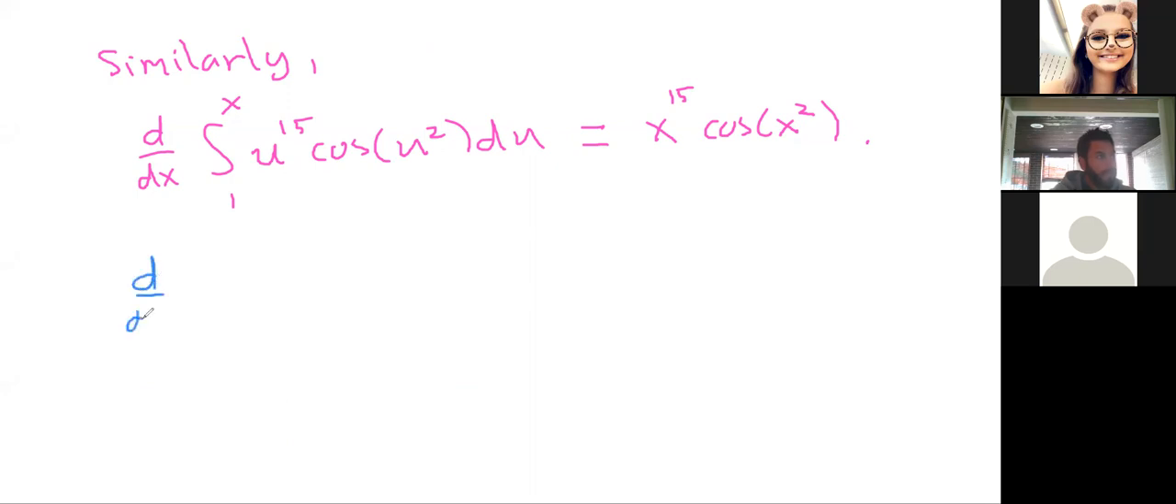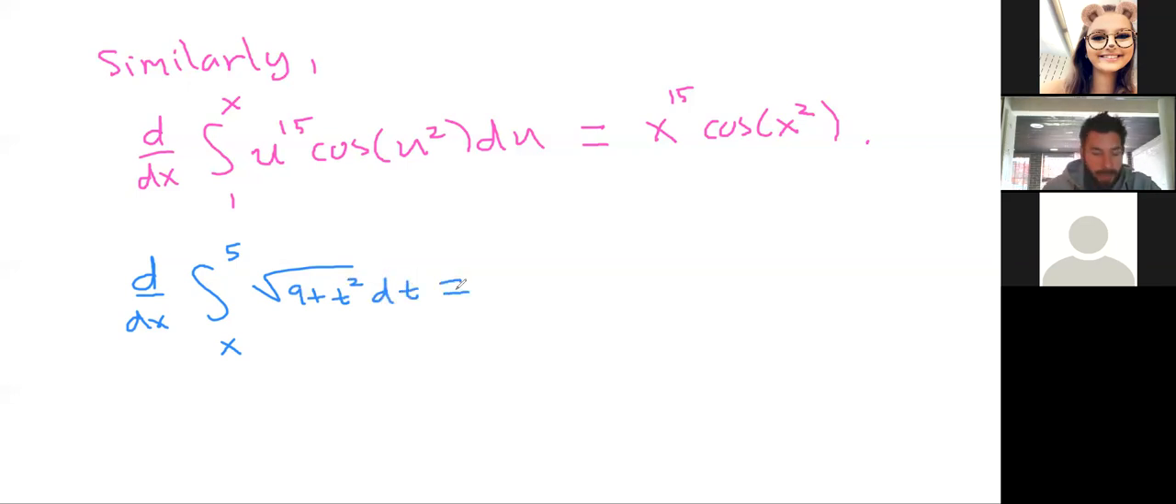So if I had something like the derivative, and now my lower bound is the variable, and say my upper bound is a fixed number, now it doesn't apply directly. I have to rewrite it. I have to get it in the right form. So how do I get it in the right form? I have to put a minus sign in front of it.